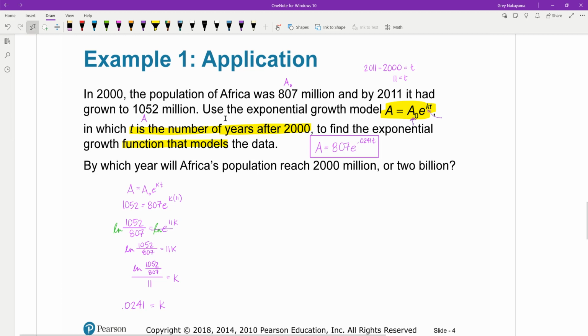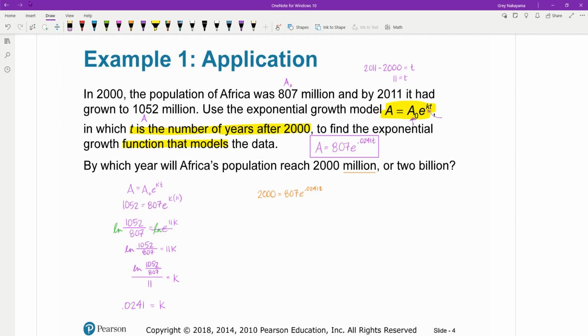Now the second part says, by which year will Africa's population reach 2,000 million, or 2 billion? Well, 2,000 million is the same units we've been using in the other part of the problem. That's what my model uses. So that's why I've got to plug in 2,000 for my final A value, because that's when I want to know when it will reach that.